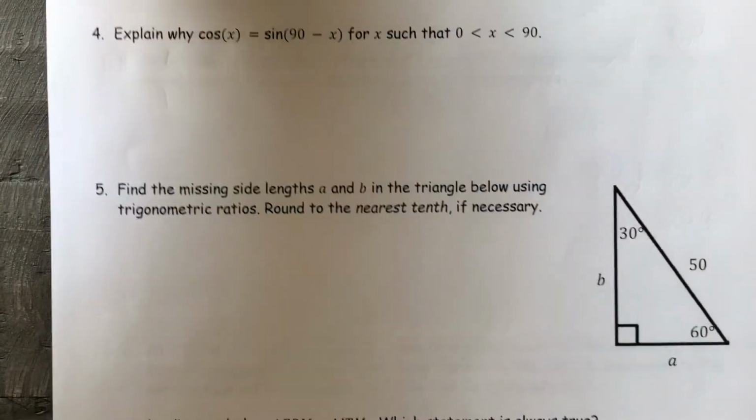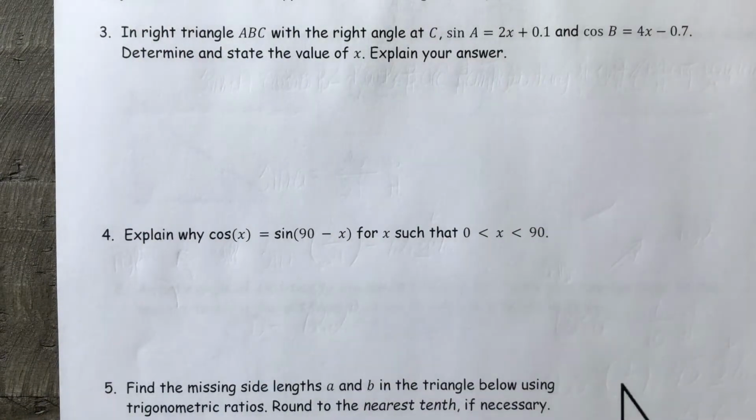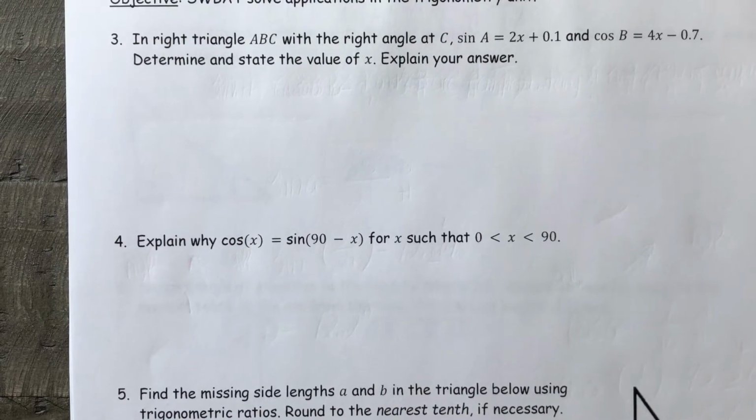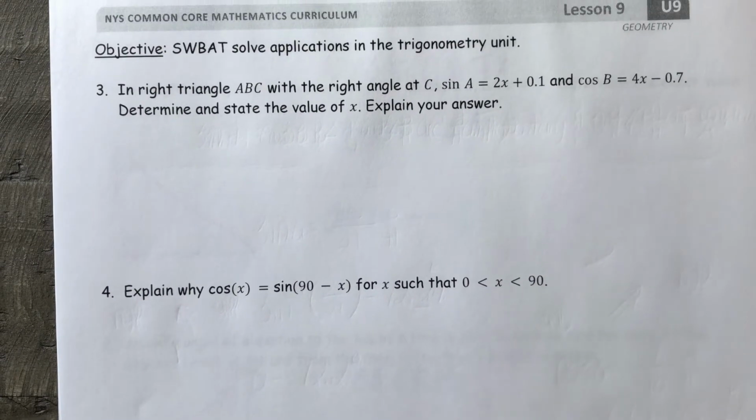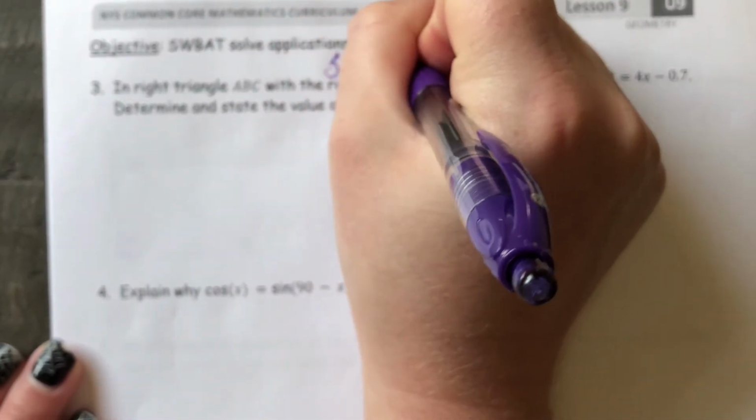All right, so here we go, number 3. In right triangle ABC with the right angle at C, sine of A equals 2x plus 0.1 and cos of B equals 4x minus 0.7. Determine and state the value of x. Explain your answer. So before I start working on this question, something I want to immediately add to the top of my paper here is SOHCAHTOA. I'm probably going to need it. Here we go, SOHCAHTOA.